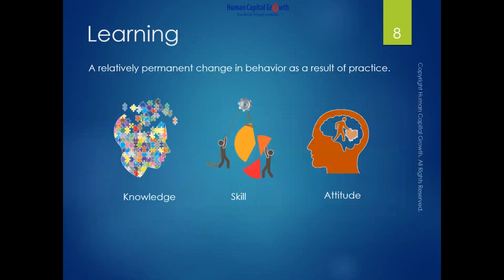Next, let me talk about learning. A lot of times companies talk about training. We find that the definition of learning is a little bit more useful in terms of understanding what should be the outcome of a training intervention. So learning, as psychologists describe it, refers to a relatively permanent change in behavior as a result of practice.